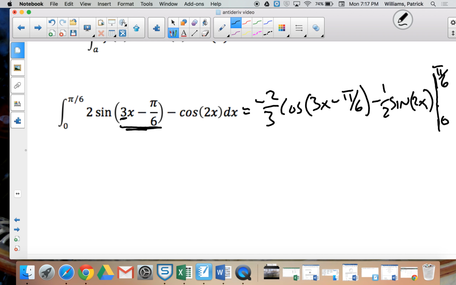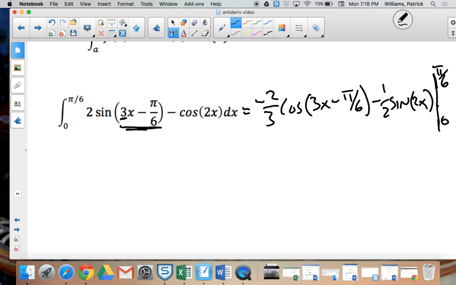But for right now comes the crappy part. We just have to plug and chug this stuff through, all right? So if you didn't get the antiderivative right, pause the video again and now try to evaluate what this will be.